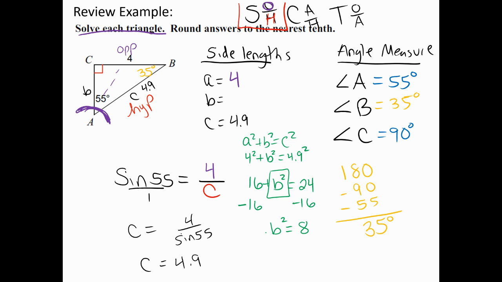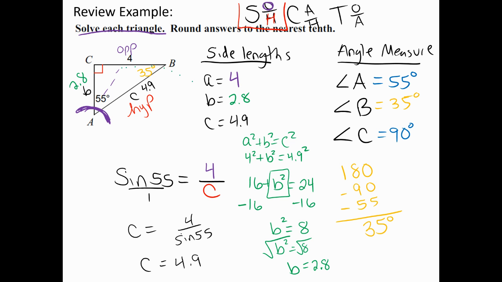And then we're going to go ahead and do the square root of each side, because how do you get rid of a squared is you have to square root. So I'm going to square root each side. And using a calculator, I know that the square root of 8 is about 2.8. So now we found our length of B, which was 2.8.